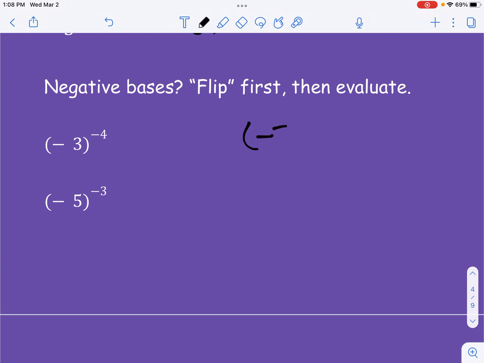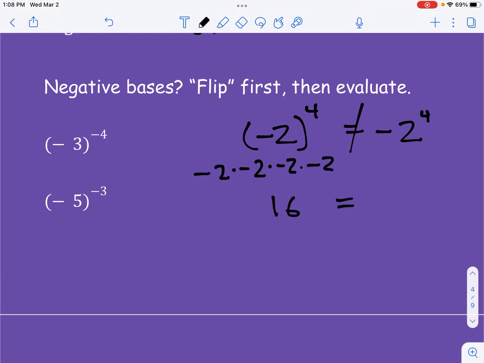So if I do a real simple example, if I have negative 2 to the 4th power, this is not the same as negative 2 to the 4th power the way you write it over here on the right. On the left, what this means is I have negative 2 times negative 2 times negative 2 times negative 2, right? And that equals 16. It's because negative times negative is positive, and then a negative times negative over here is a positive, and positive times positive is 16. And then hopefully you can figure out that 2 times itself 4 times gives you 16.